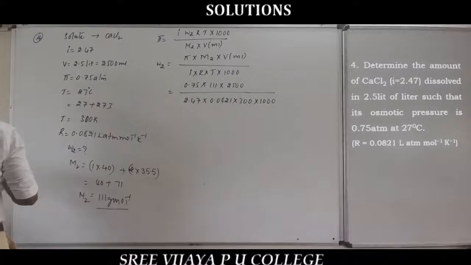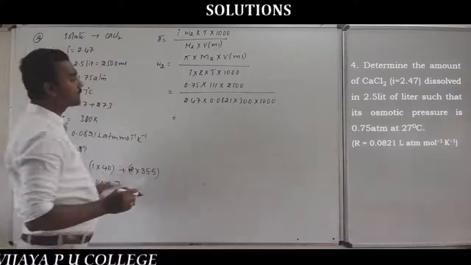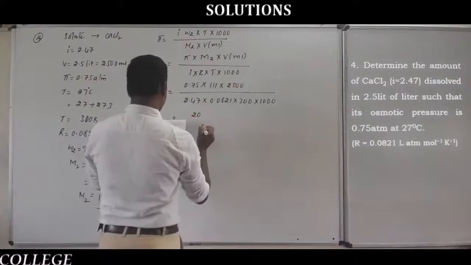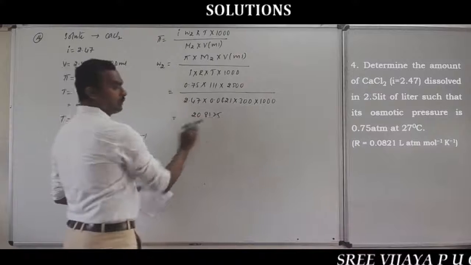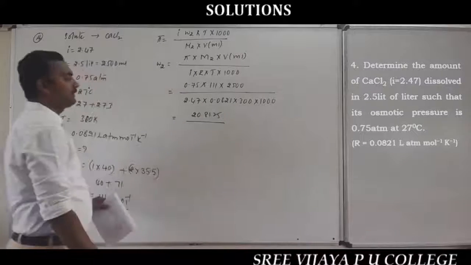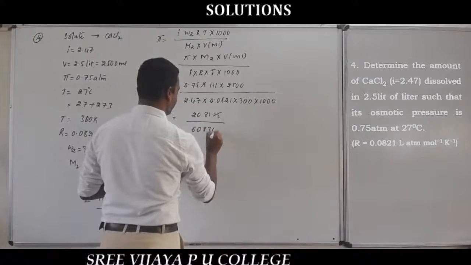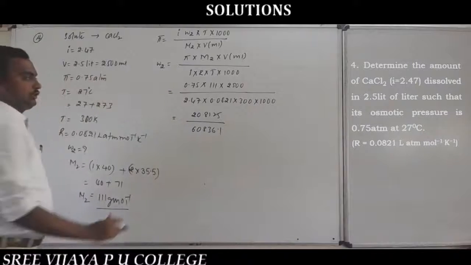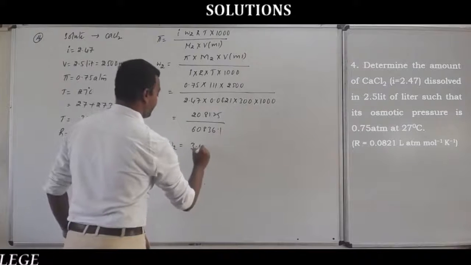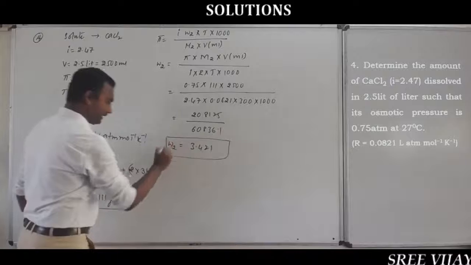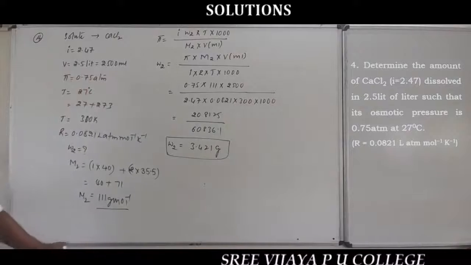So now let us do the calculations. See how much we get. So 0.75 into 111 into 2500 is about 208,125, divided by 2.47 into 0.0821 into 300 into 1000. When we multiply, we get 60836.19. Next, divide again, and the final answer is 3.421. So here W2 is the mass of solute. Mass is measured in grams. That is problem number 4.